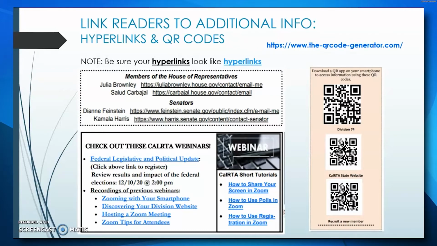To create a QR code, you need to access a free, and I emphasize the word free, QR code generator website, such as the one right here. Insert a link to a website or a document, then you generate the code. You then can copy that QR code image and paste it into your newsletter or any other document.